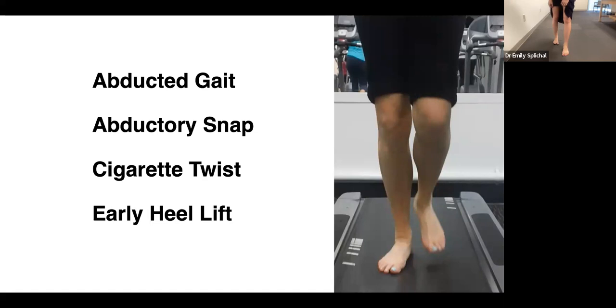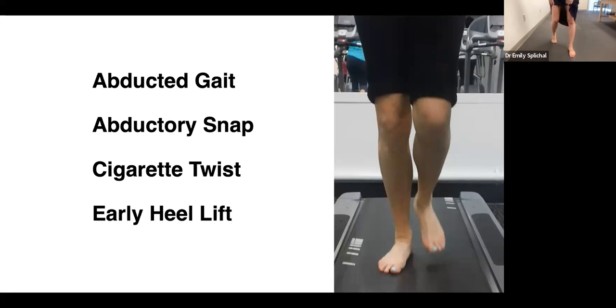So the leg is behind, and if you can see my right leg, I'm going to drop down, come back, take a step, drop, boom, right? So it's going to be a dynamic compensation. It's called an abductory snap. Another one, cigarette twist, is they're going to spin their heel in, go back to neutral, take a step.